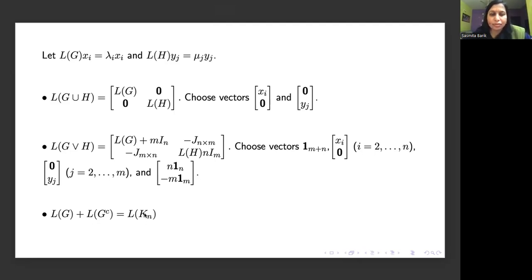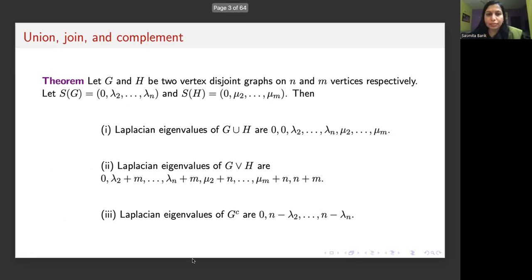The spectrum of the complement looks like n minus the eigenvalues of G. That's because LG plus LG complement gives you the Laplacian matrix of the complete graph. I'll use these three spectra, which is why I mentioned them, so you can just remember how it's happening.